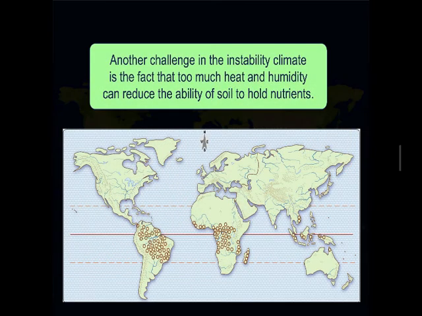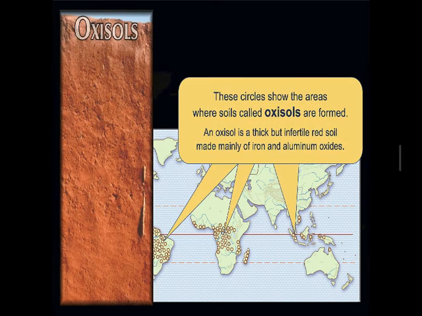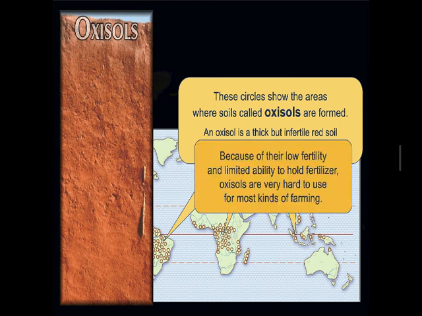Another challenge in the instability climate is the fact that too much heat and humidity can reduce the ability of soil to hold nutrients. These circles show areas where soils called oxisols are formed. An oxisol is a thick but infertile red soil made mainly of iron and aluminum oxides. Because of their low fertility and limited ability to hold fertilizer, oxisols are very hard to use for most kinds of farming.